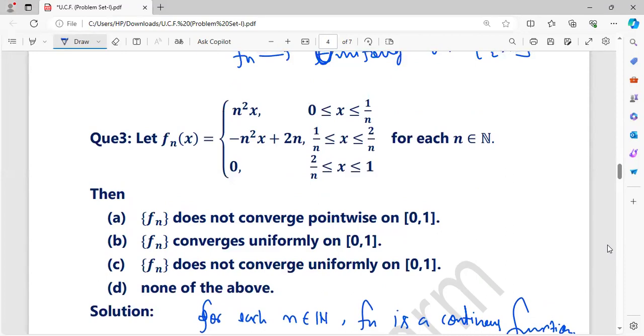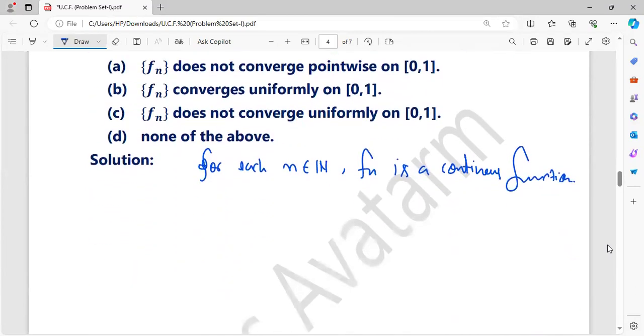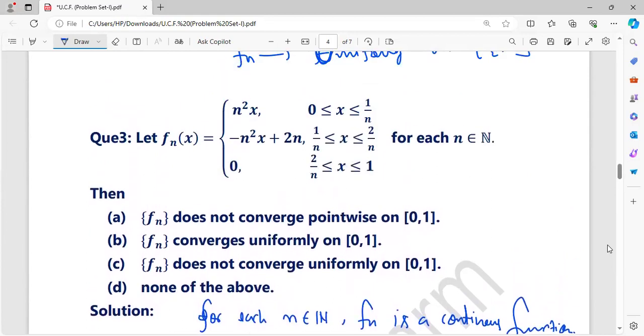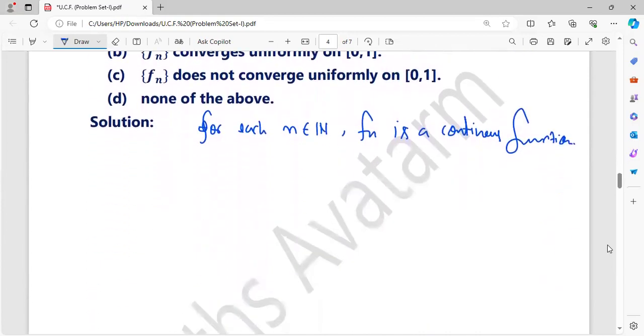This is a continuous function. What is its pointwise limit? Pointwise limit when x is equal to 0, it is 0. When x is equal to 0, f_n(x) is 0. So it will tend to 0, that is f(0).